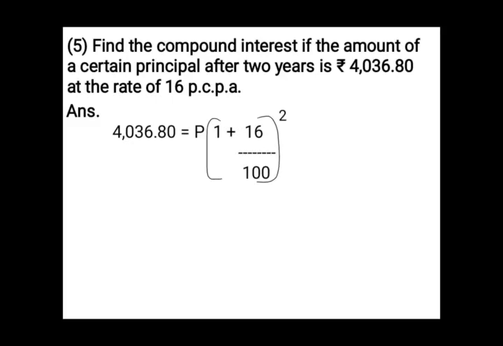In bracket what is there? On numerator 16 and denominator 100, you have to do the cancellation. You have to take the 4 table to do the cancellation of numerator 16 and denominator 100. 4 4s are 16, 4 25s are 100.